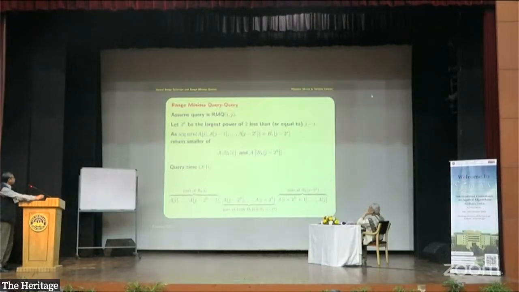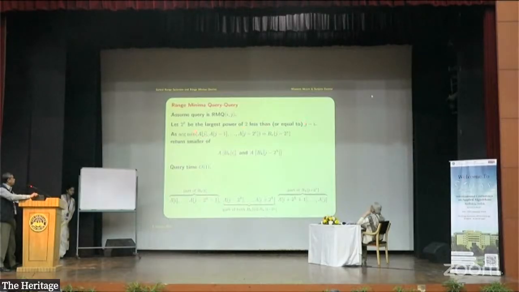The query is also straightforward. Let's assume, again, all this is from Wikipedia. This is a standard algorithm. Assume that the query is to find the minimum item between i and j. I find the difference, j minus i, and count how many bits are there in the difference. The number of bits is k, and 2 to the power of k is the largest power which is less than this.